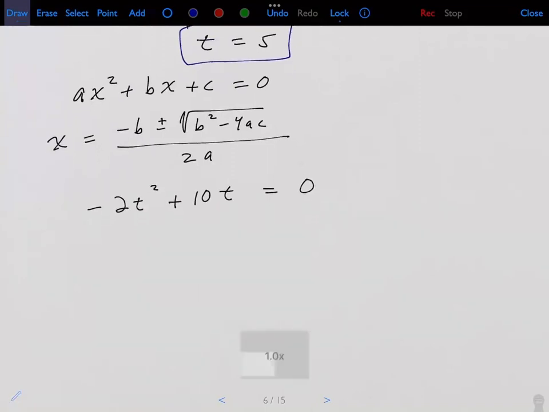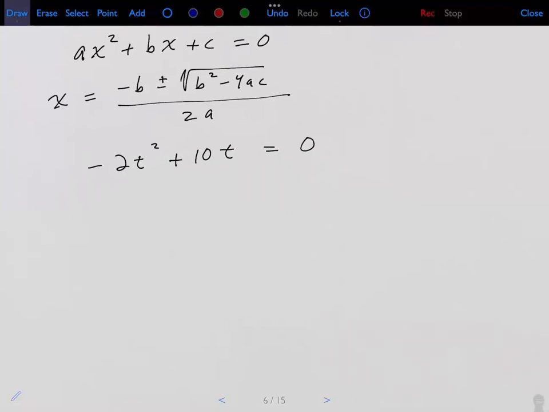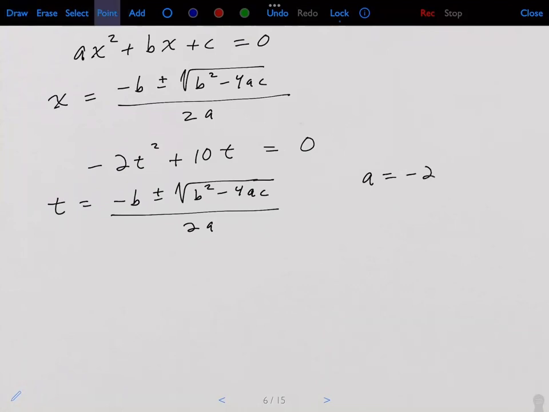So in our case, because we're using t's instead of x's, then it's really t is equal to minus b plus or minus the square root of b squared minus 4ac, all over 2a. And what is a, b, and c? Well, a in this case is -2. It's the coefficient of the t squared term, so -2. B is positive 10, and then c is 0. There's no constant here. So b is equal to 10, and c is equal to 0.